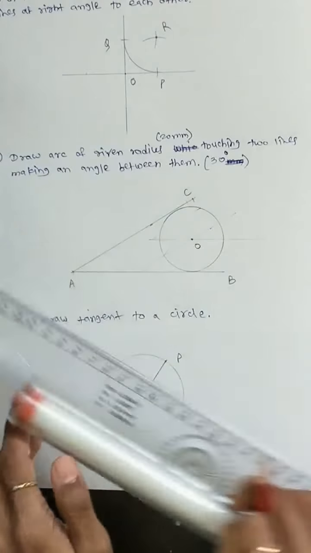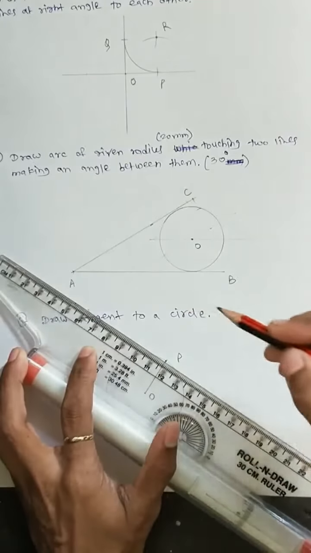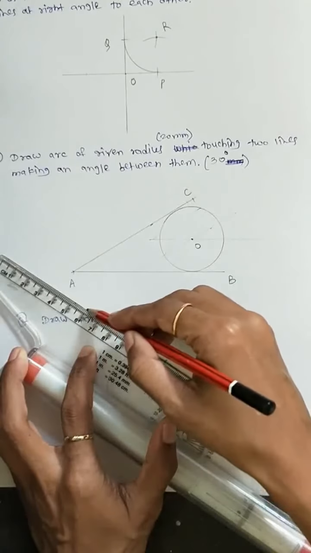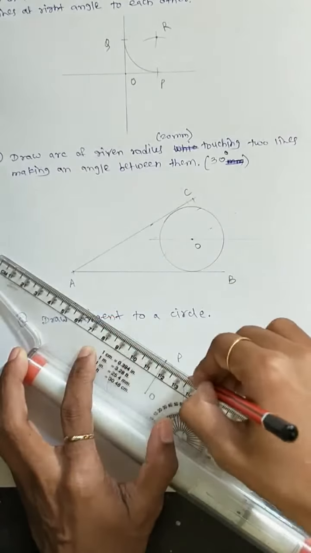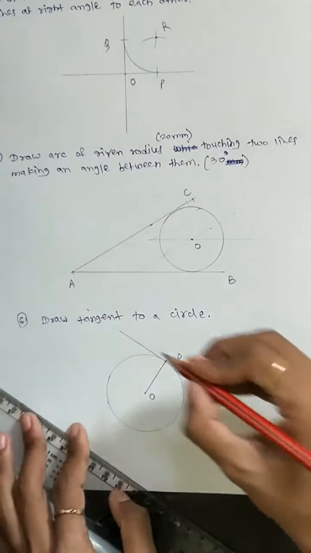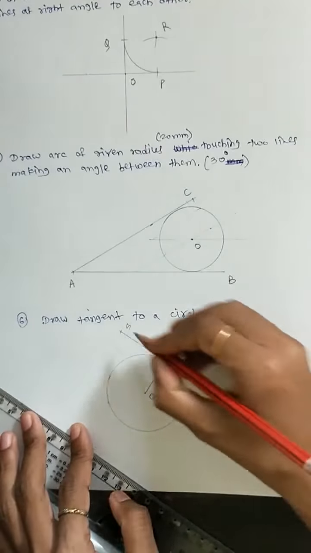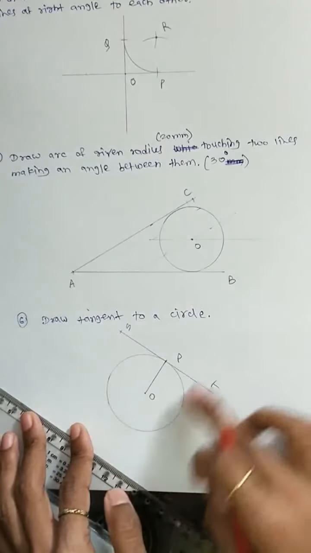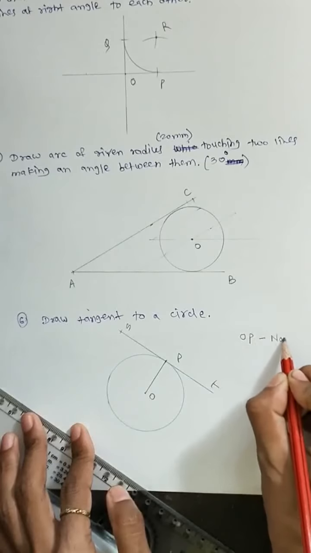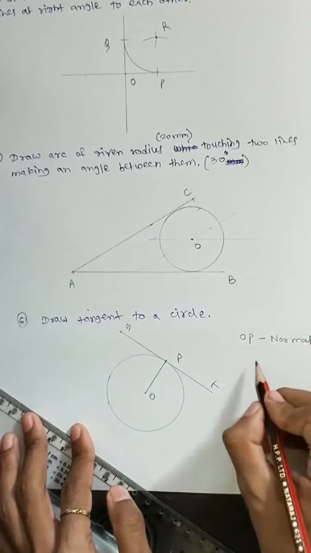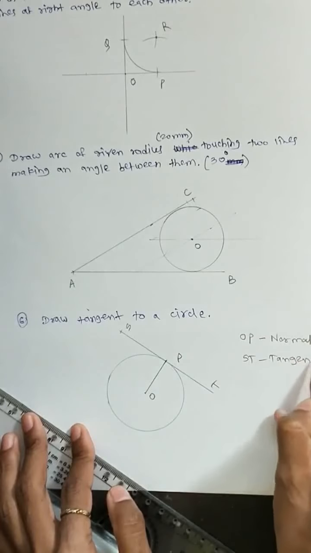And from this 90 degree point, join these 2 points, which is the tangent to the circle. So this is point S and point T. So OP is normal. OP is normal and ST is tangent to the circle.